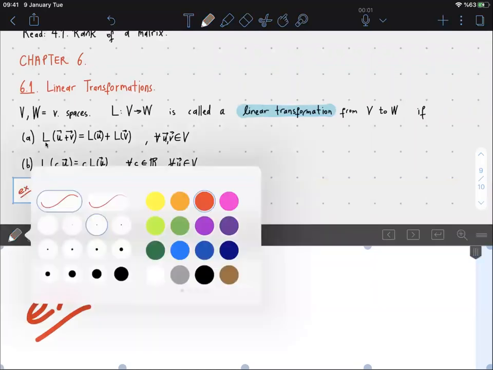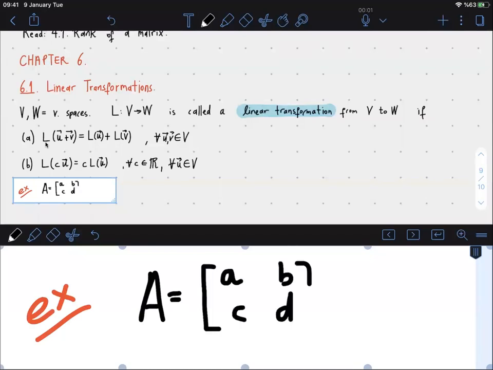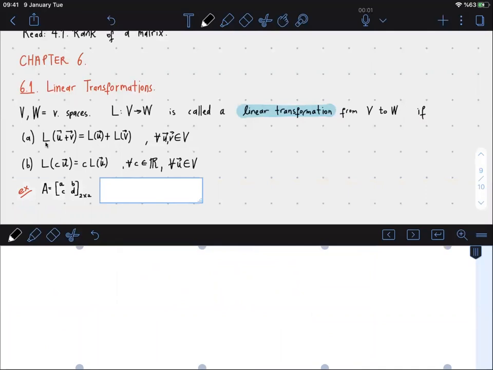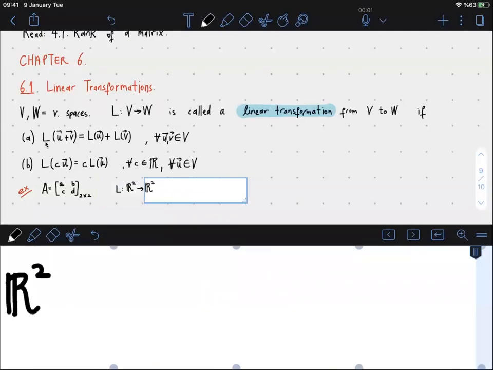Let's talk about some examples. Okay, my first example is this one. Let's take a matrix, an arbitrary matrix. So let's take a 2 by 2 matrix, okay, doesn't matter. So let's take A to be a 2 by 2 matrix and define L from 2-vectors to 2-vectors in this way. It takes a vector U and it sends it to A times U.